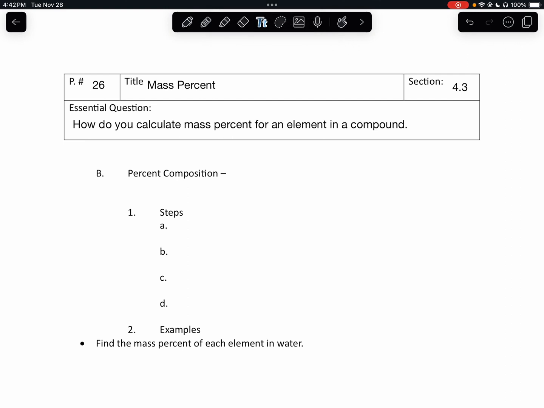Mass percent is very simple to do. It goes hand in hand with the molar mass that we did yesterday or in the previous notes. So let's talk about mass percent.